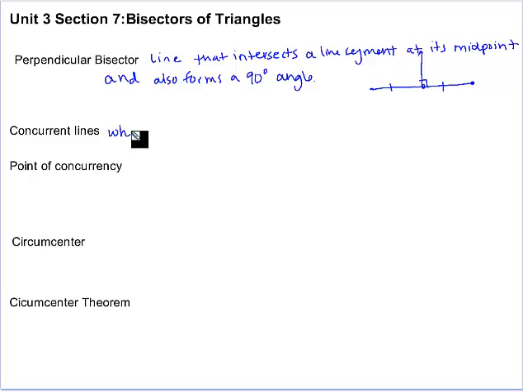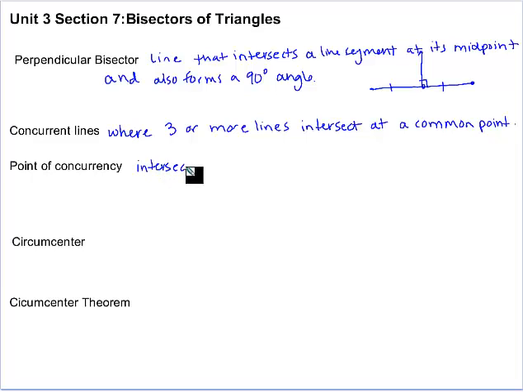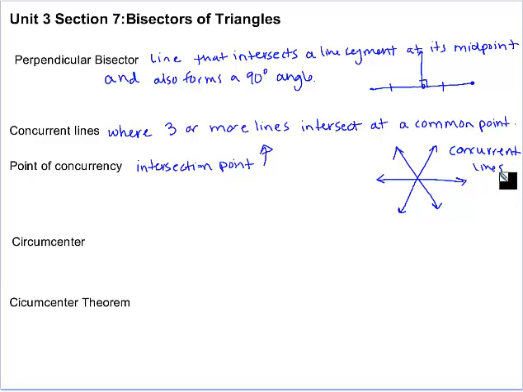Concurrent lines is where three or more lines intersect at a common point, and the point of concurrency is the intersection point of our concurrent lines. So for example, if we have three lines here that all are intersecting at the same point, we would call these concurrent lines. And this point right here where they all intersect is called the point of concurrency.